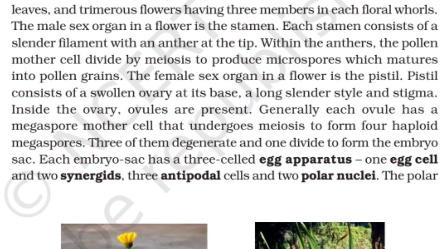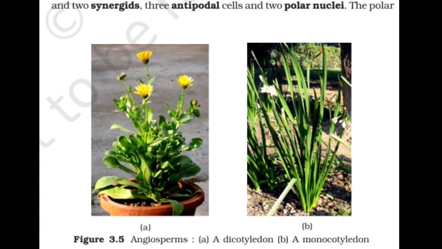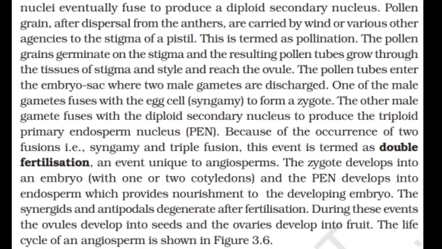Generally, each ovule has a megaspore mother cell that undergoes meiosis to form 4 haploid megaspores. 3 of them degenerate and 1 divides to form the embryo sac. Each embryo sac has a 3-celled egg apparatus, 1 egg cell and 2 synergids, 3 antipodal cells and 2 polar nuclei. Figure 3.5 Angiosperms, A. Dicotyledon and B. Monocotyledon. The polar nuclei eventually fuse to produce a diploid secondary nucleus.